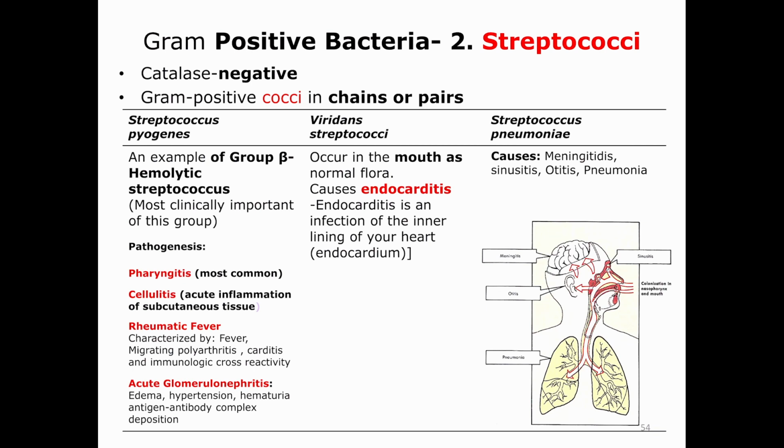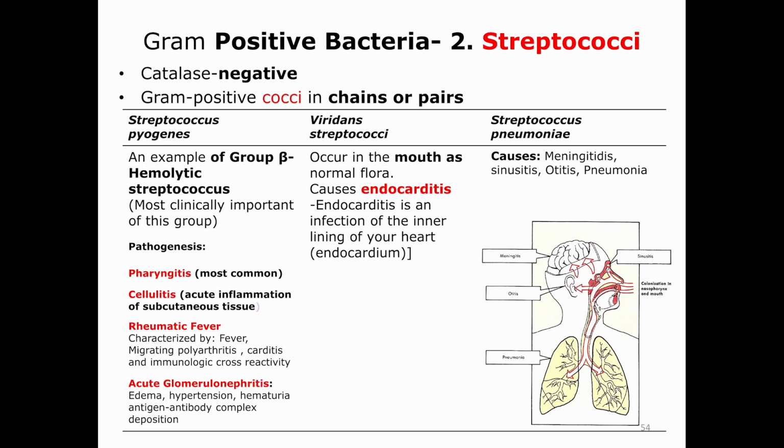Streptococcus pneumoniae causes meningitis, sinusitis, otitis media, and pneumonia. So as the name implies, Streptococcus pneumoniae, the Streptococcus which causes what? Pneumonia. But it may also cause meningitis as well as sinusitis and otitis media.